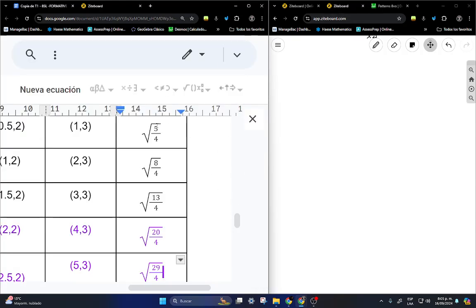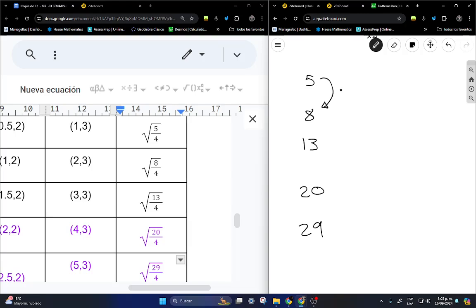Look, just the numerator, okay? The numerator follows a pattern of 5, 8, 13, 20, and 29, okay? And we said that this is not a linear pattern, but let's see what the differences are. So here we add 3, so 8 plus 5 is 13, so the difference is 5.